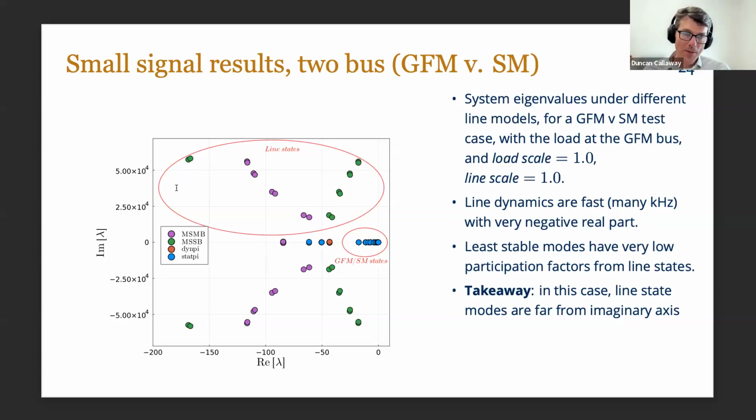So if you look at participation factors, unsurprisingly, these eigenvalues in the large red oval are dominated by the line states. If you look at the participation factors, these eigenvalues, which are there for all of the models, are dominated by the grid forming inverter and the synchronous machine states. So in this case, our takeaway is that the line state models are far from the imaginary axis. This is the largest of those. But as you saw in our prior work, adjusting a parameter, for example, the grid following inverter outer loop gain, can push one of those eigenvalues over into the right half plane.